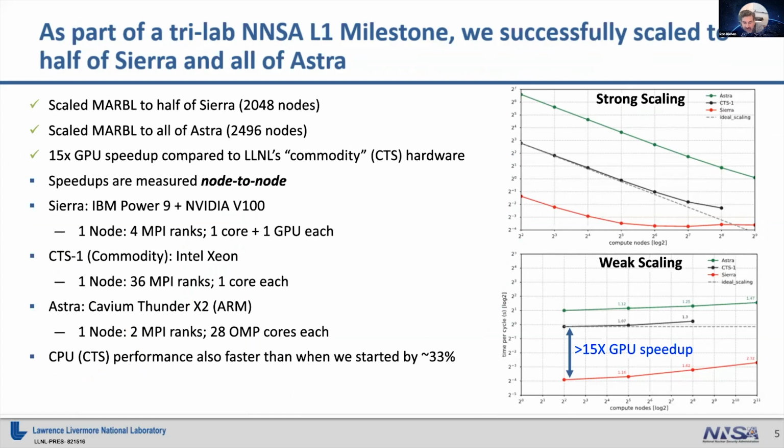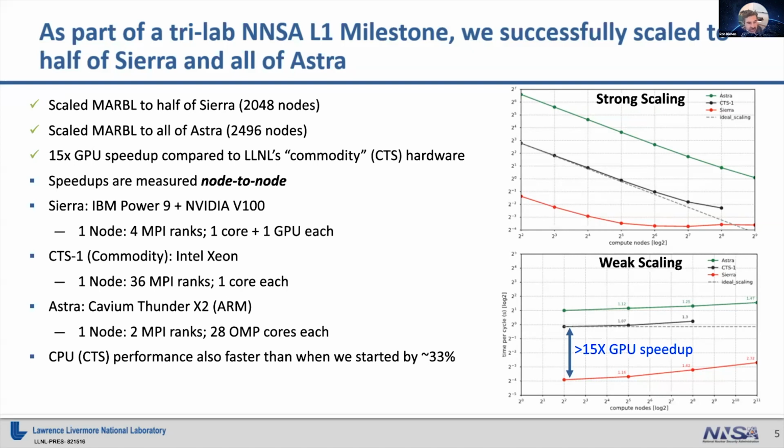So at the TriLab, at the NNSA labs, we measure speedup on a node-by-node basis, which means if we're comparing one Sierra node, we use all the resources available. That would be 4 GPUs compared to one CTS, which stands for Commodity Technology System. In this case, that would be an Intel Xeon with 36 cores. So that would be 36 MPI ranks versus 4 GPUs on 4 MPI ranks. And when we do that comparison, we can achieve greater than 15x speedups.